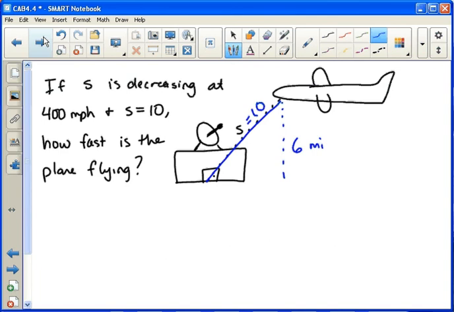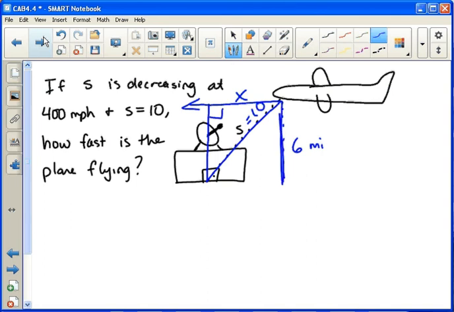So what we're actually going to do then is create a right triangle. We'll just call this distance x, why not? We want to know how quickly that's changing because that will tell us how fast the plane is flying. So if you notice, we have a right triangle now. The hypotenuse is 10, and if this side over here is 6, then this side over here is also 6.